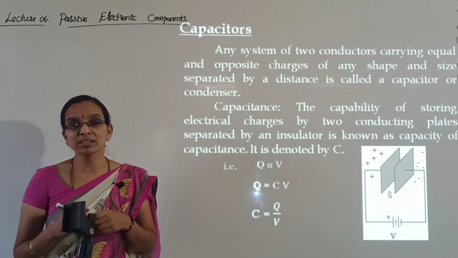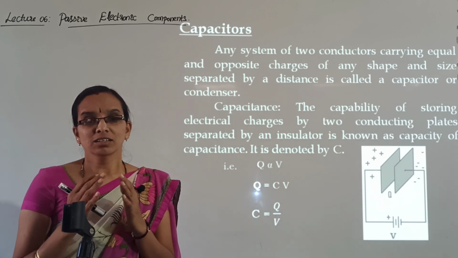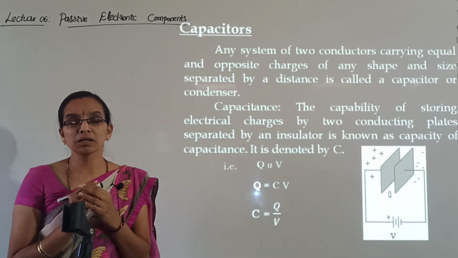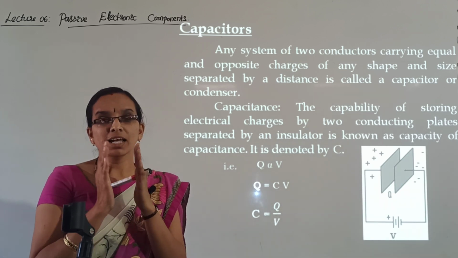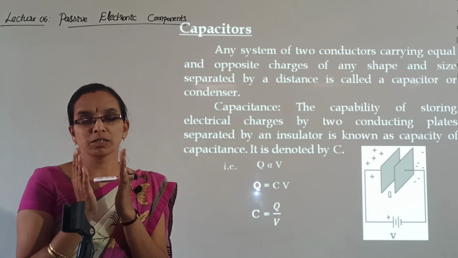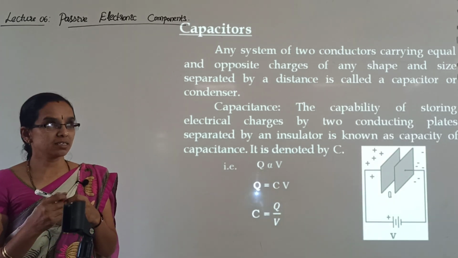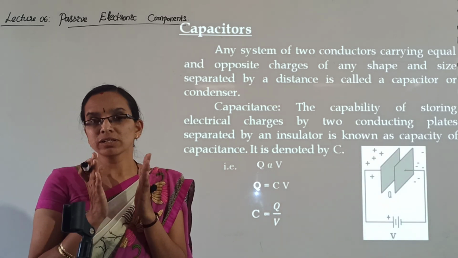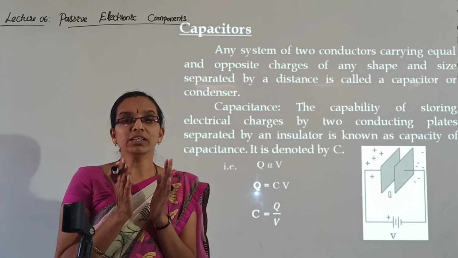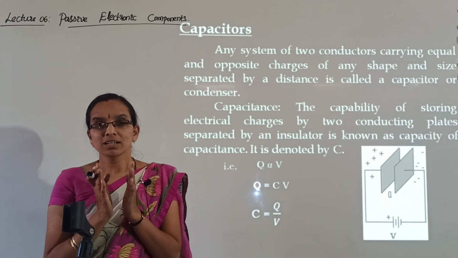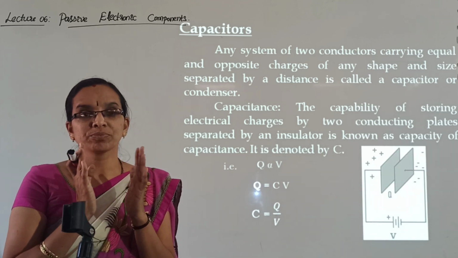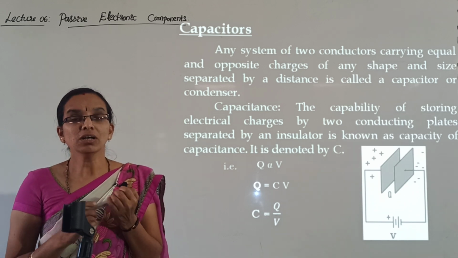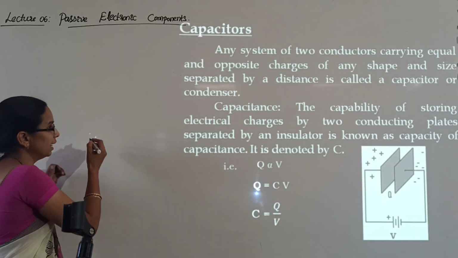Capacitors are nothing but constructed using two parallel plates. In between they are separated by an insulator. Capacitors are nothing but two conducting plates placed close to each other. In between, an insulator is kept between the two parallel conducting plates. So the insulator is called the dielectric.